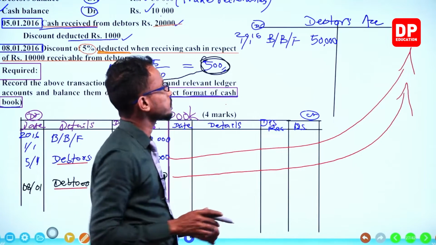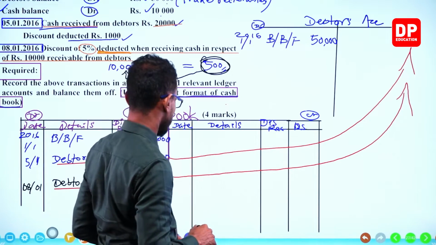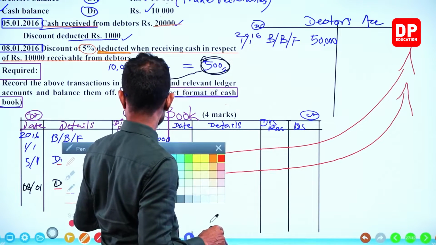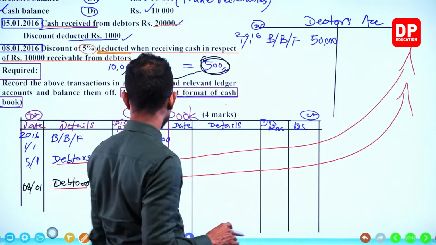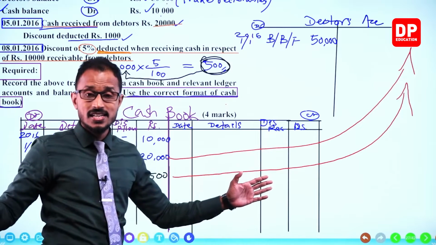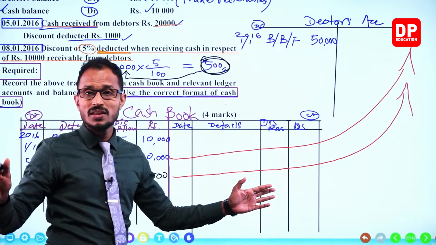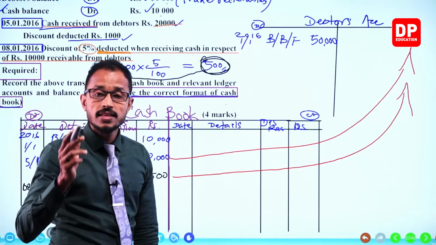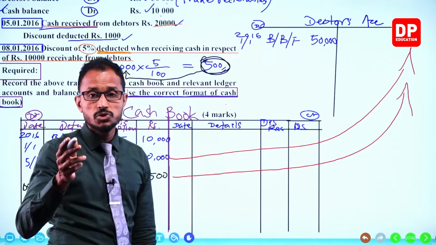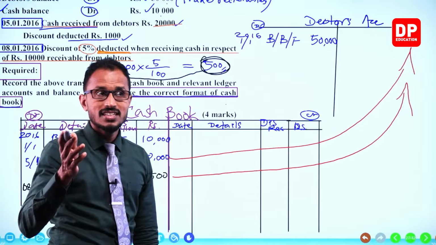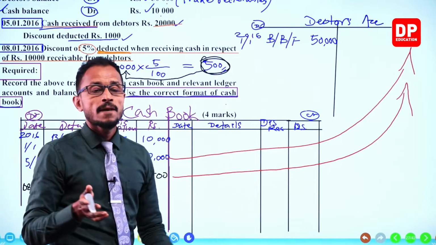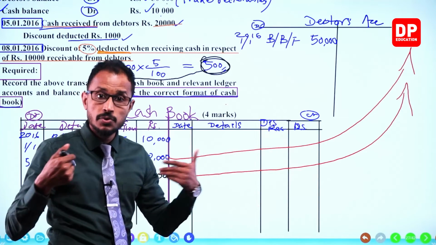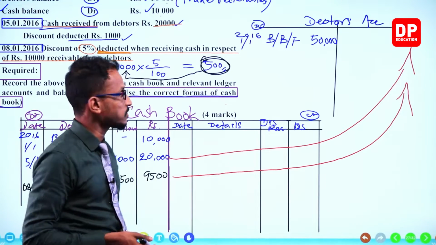Got it. Okay. Now let's put these things. They are explained crystal clear in the double entry dual impact of transactions lesson. It's already on the DP YouTube channel. The double entry dual impact of transactions, grade 10 lesson. I'm doing it. Go and refer to the lesson.